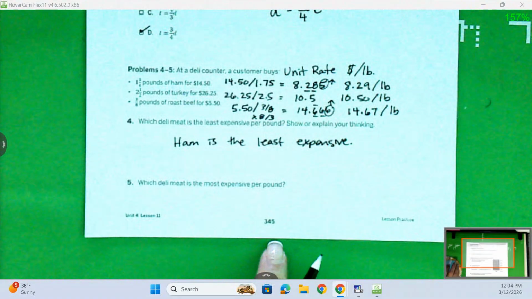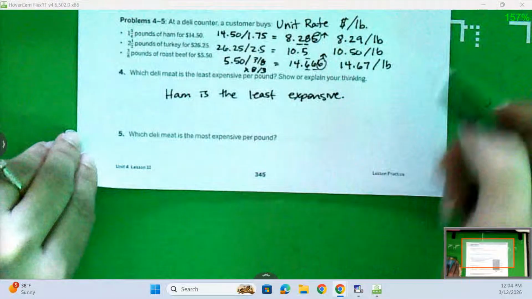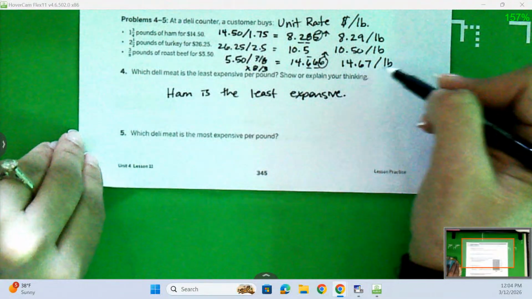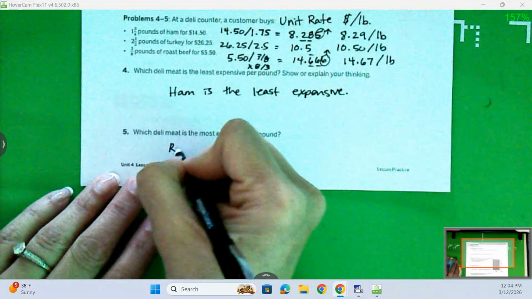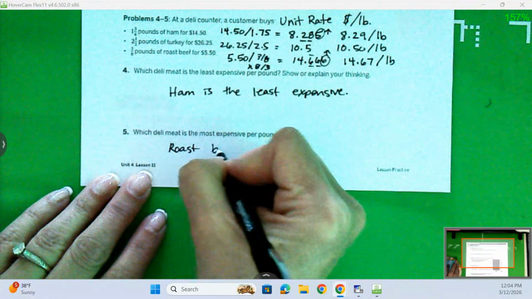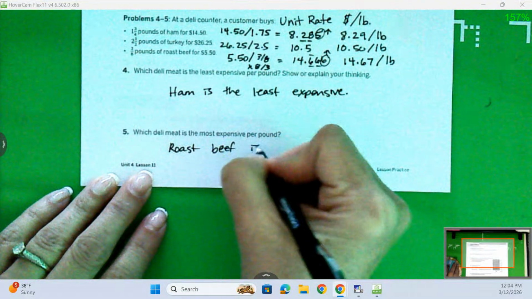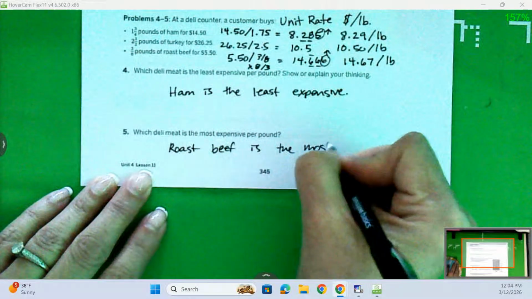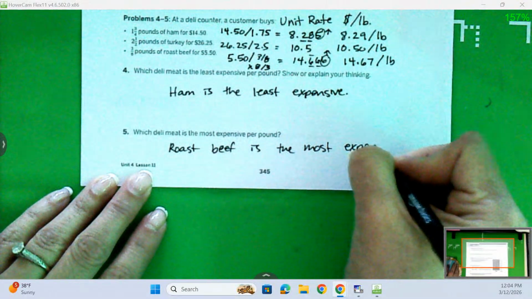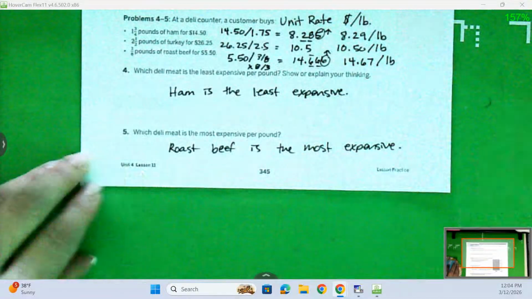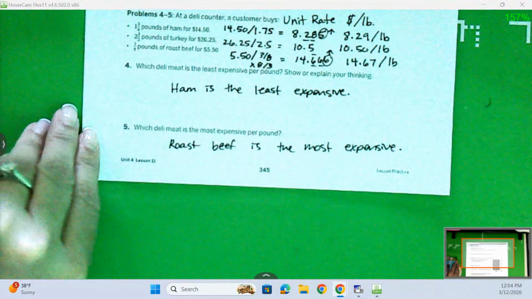And question 5, which deli meat is the most expensive? $14.67 per pound. Roast beef is the most expensive. Okay, on to the next page.